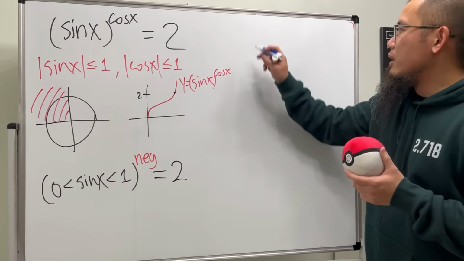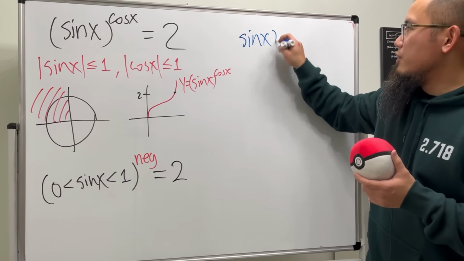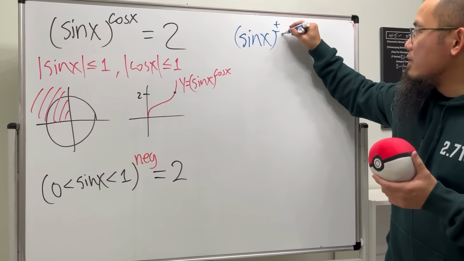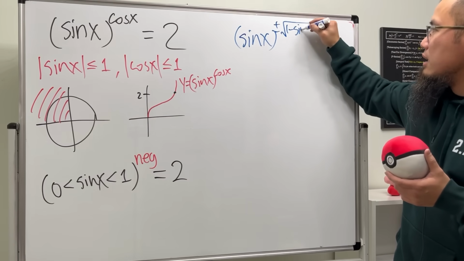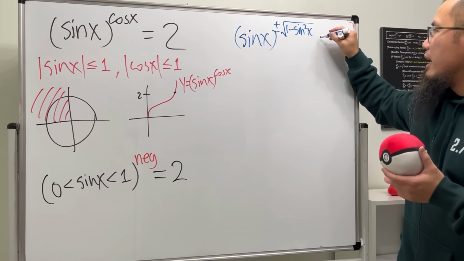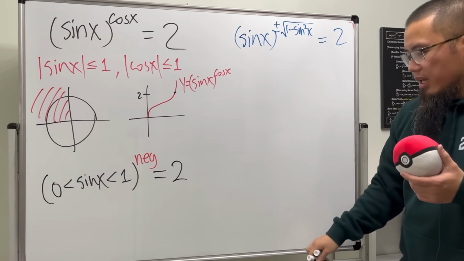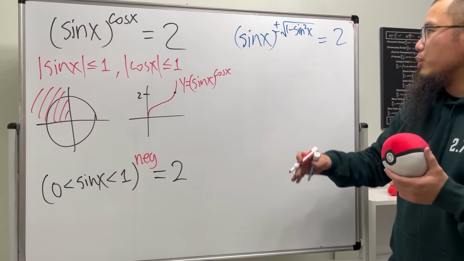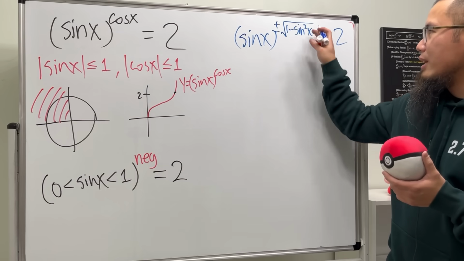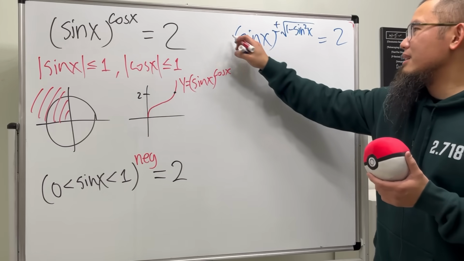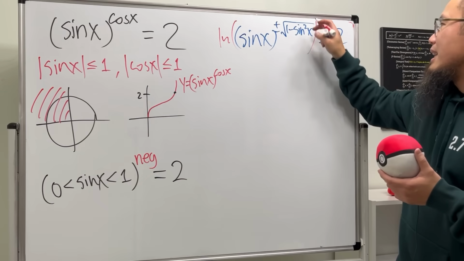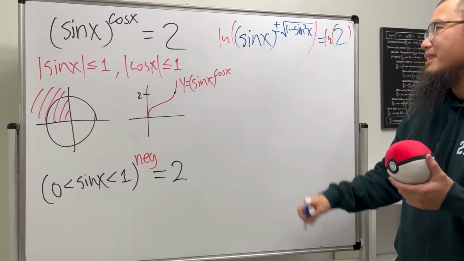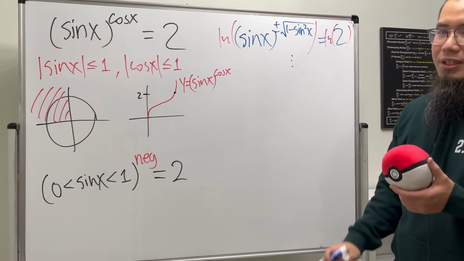Let me show you. Right here, sine x for the base. We know cosine can be written as plus or minus square root of 1 minus sine squared x. And we say that's equal to 2. And I tried what we did earlier. I took the natural log on both sides, so I can bring the exponent thing in the front and all that stuff. But it's getting too crazy, you know?